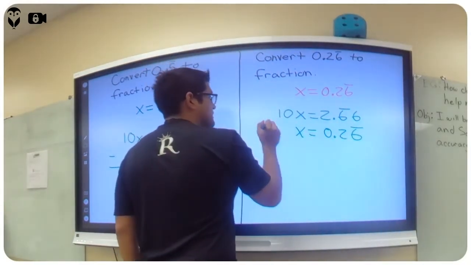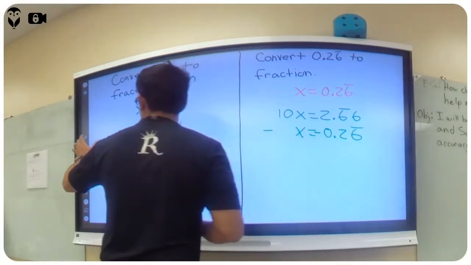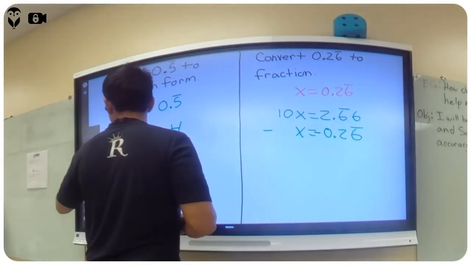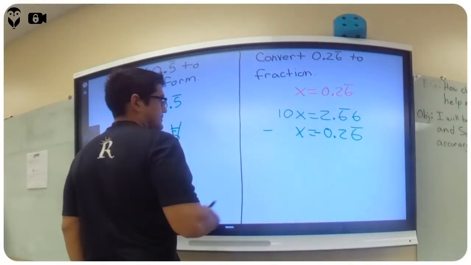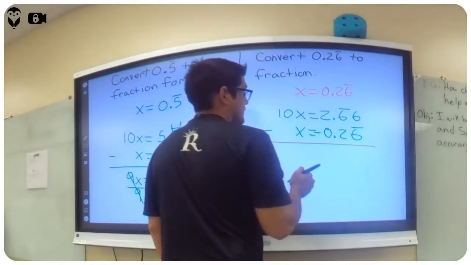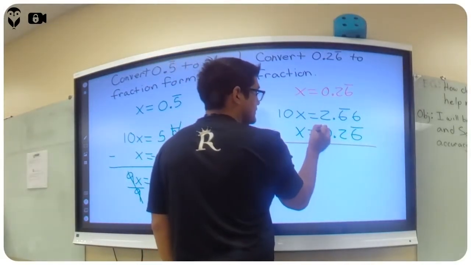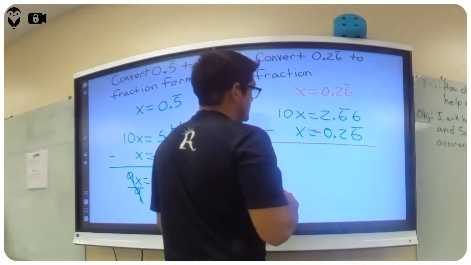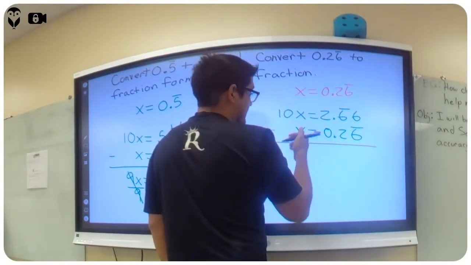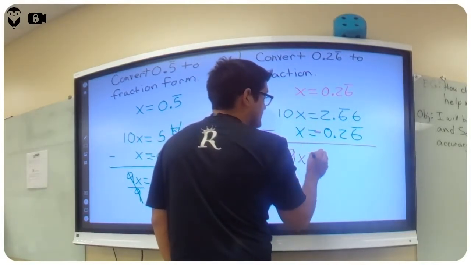So now we're going to be subtracting all the way down. So this would be the next step. So you're actually subtracting. Let me write that minus in here. So now we're going to do 10x minus x. That's going to leave us with 9x.